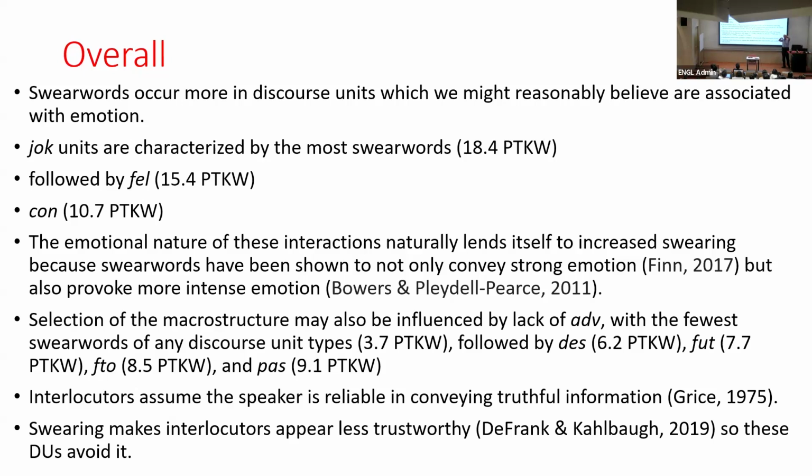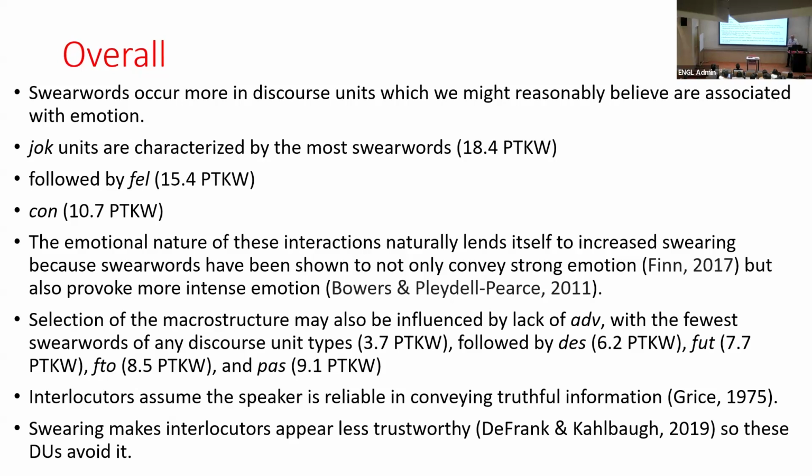We are engaging in a macro structure of conflict. And within that, we have the license to express these emotions and draw upon these microstructures. But also the selection of the microstructures might be influenced negatively. So in advice, we were seeing the swear word shunned, with the fewest swear words per discourse type occurring there, along with description, future, figuring things out, past.